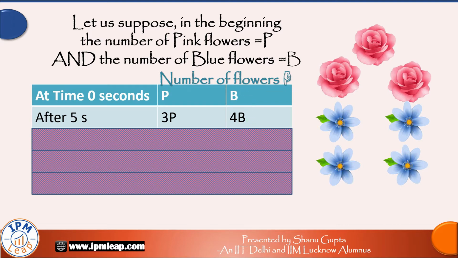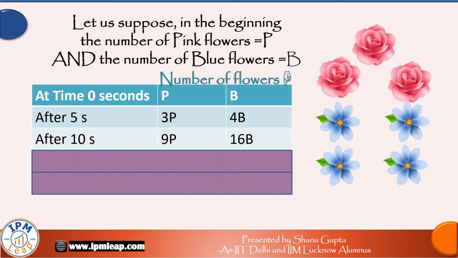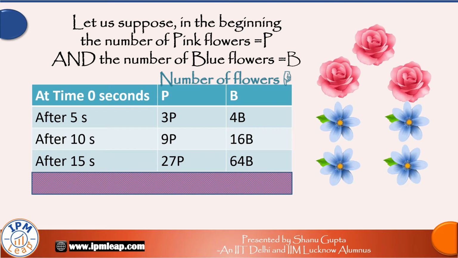After 10 seconds, the number of pink flowers is 3 times the earlier state, 3 times 3P is equal to 9P. And the number of blue flowers is 4 times the earlier state, 4 times 4B is equal to 16B. Again, after 15 seconds, the number of pink flowers is 3 times the earlier state, 3 times 9P is equal to 27P. And the number of blue flowers is 4 times the earlier state, 4 times 16B is equal to 64B.